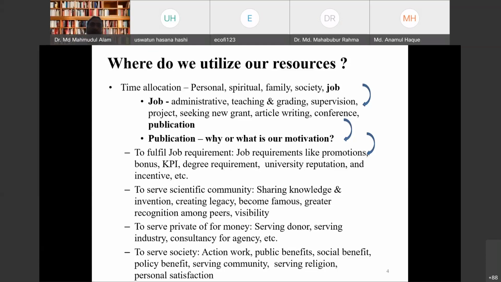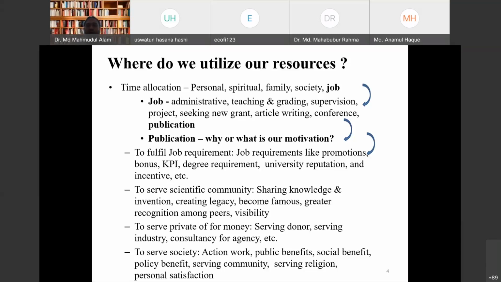And if anybody publishes more, it doesn't mean he doesn't participate in the other things. He also does the other things. He does his personal time allocations and obviously spends a particular time on publications. And that is also an overall small part of the whole job. So job is a major part of our whole time allocation, and within this job part, publication is only a small part.